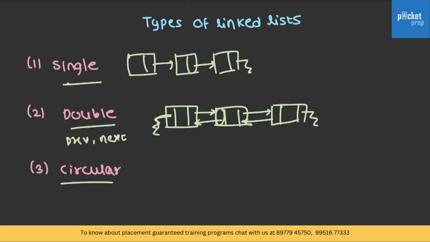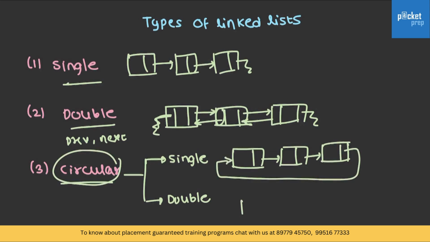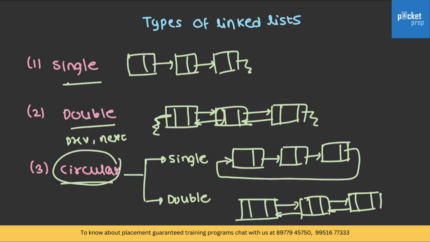And in the case of circular linked lists, you have two types. The first one is the single circular linked list and the second is the doubly circular linked list. In the case of a single circular linked list, everything will be the same, but as it is circular, the last node will point to the first node. In the case of a doubly circular linked list, everything will be the same as a doubly linked list, but the last node points to the first node and the previous of the first node will point to the last node.